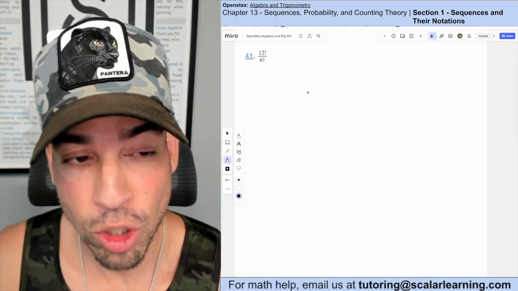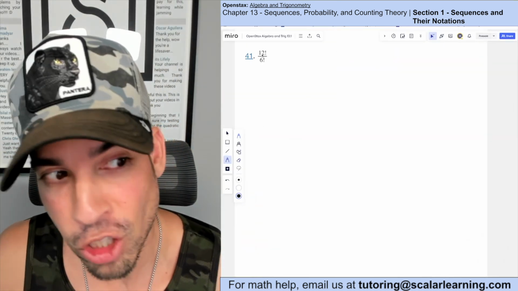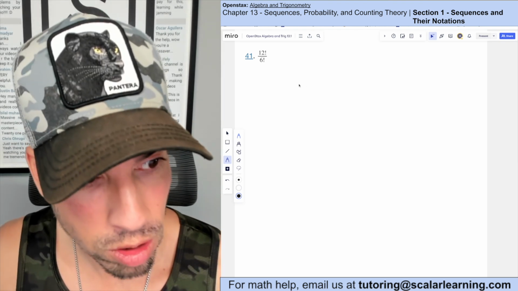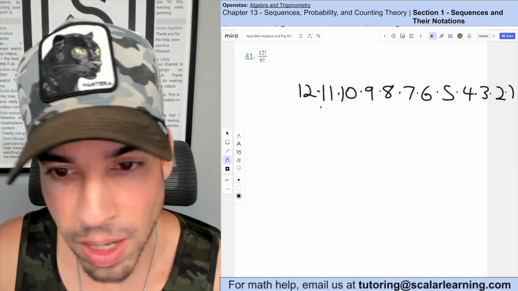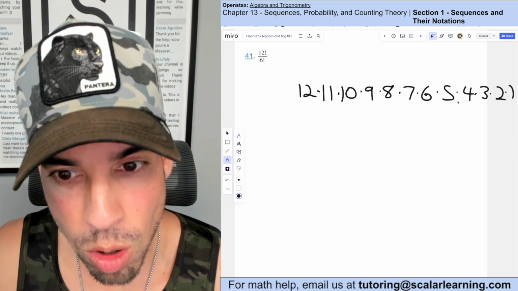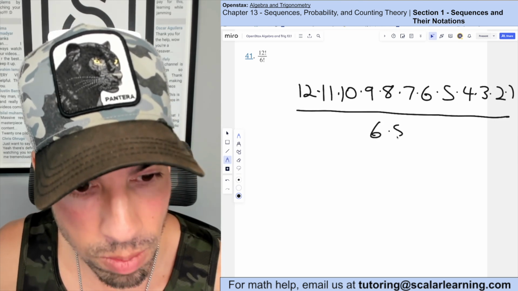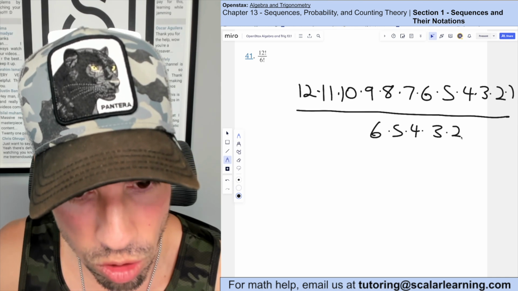So to show you conceptually what's happening here as we do this, we don't actually have to calculate 12 factorial and then divide by 6 factorial. There's a little bit of a shortcut. So let me first write this out. Of course, 12 factorial is 12 times 11 all the way down until 1, right? That nice countdown. What about 6 factorial? It's 6 times 5 times 4 times 3 times 2 times 1.